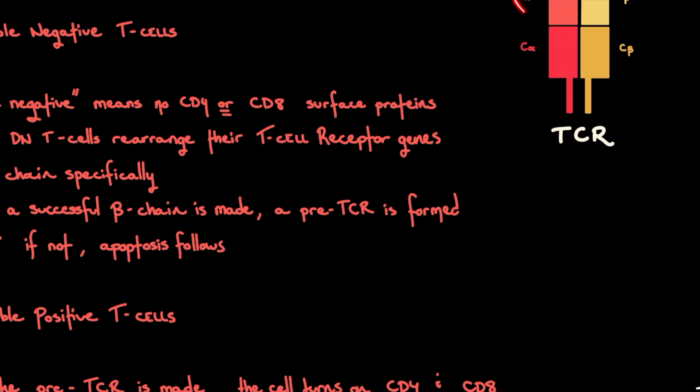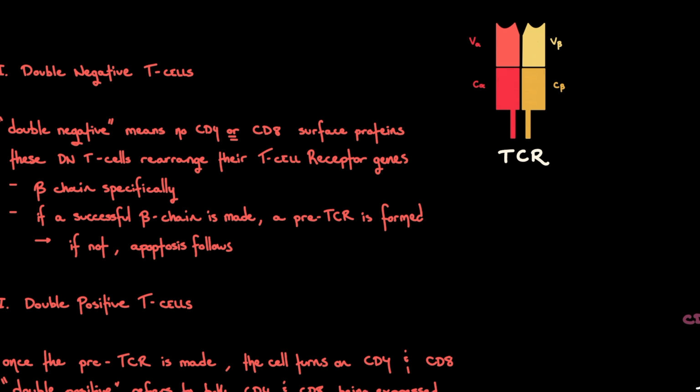Before the alpha chain gets ready to go, there's a placeholder here. Don't worry about that though, this is the beta chain stage. If we get an unsuccessful beta chain, then we just kill that cell. We have no need for a poorly functioning T cell.